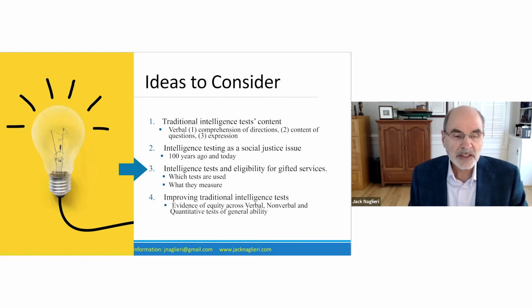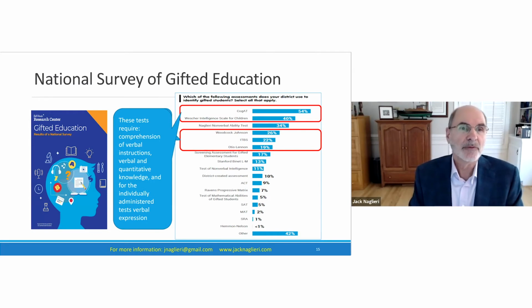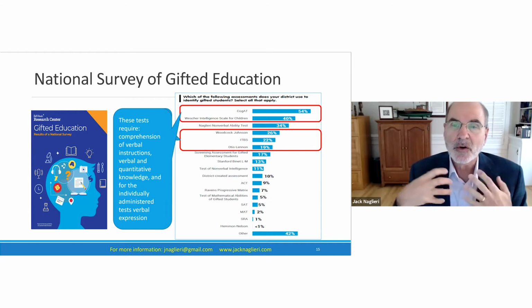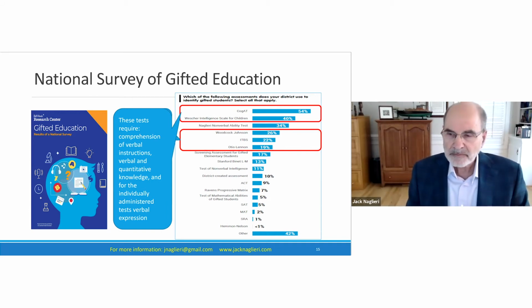Now, let's take a look at intelligence tests and eligibility. What are we using? Well, according to a recent research study, a survey of all the tests that are used, you can see the CogAT and the WISC are the two most widely used, followed by the WJ, the Iowa Test of Basic Skills, which is just an achievement test, and the Otis-Lennon. Of those top 6 tests that are used, only the Naglieri Nonverbal is one that is not confounded by knowledge. All these other tests are. This is the essence of a social justice problem in the field of gifted.